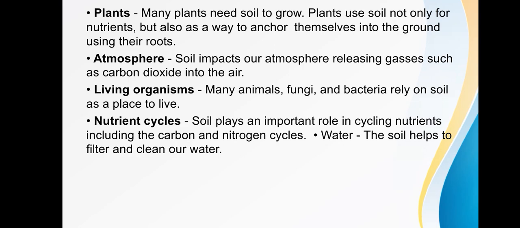Nutrient cycle. Soil plays an important role in cycling nutrients including the carbon and nitrogen cycles. Water. The soil helps to filter and clean our water. So the nutrient cycle is a system where energy and matter are transferred between living organisms and non-living parts of the environment. This occurs as animals and plants consume nutrients found in the soil, and these nutrients are then released back into the environment via death and decomposition.